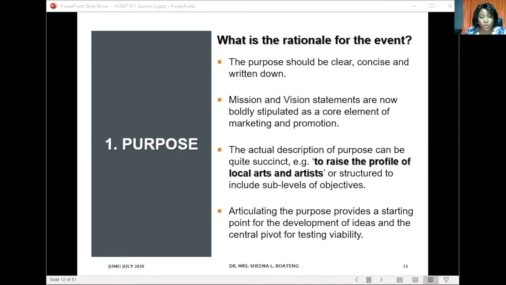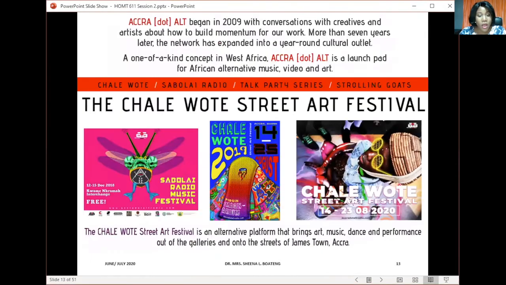Now, when it comes to the purpose, a lot of events that we are seeing around us have various purposes and missions and visions for which they are being organized. The Chaliwote Festival is one of them. And it is organized by an organization called Accra.org. Now, if you give me a moment, I'll take you to their website to show you exactly what they do and how intense their activities are.